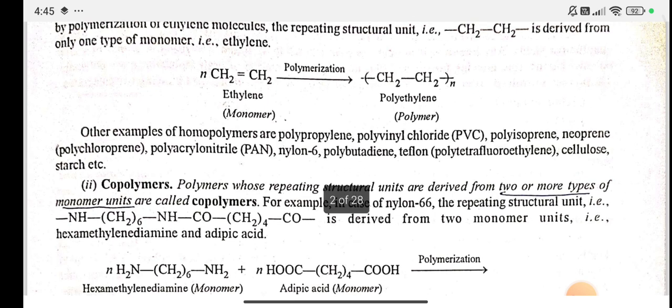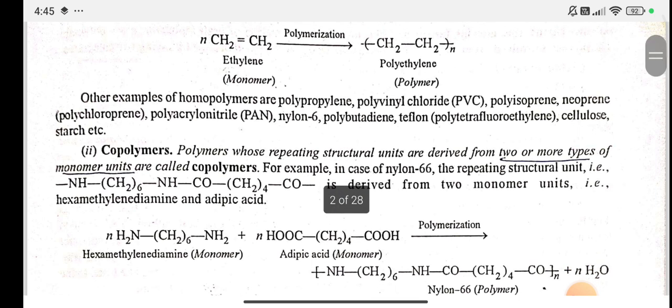Other examples of homopolymers are polypropylene, polyvinyl chloride, polyisobutylene, neoprene, PAN (polyacrylonitrile), nylon 6, polybutadiene, Teflon, cellulose, starch, etc.